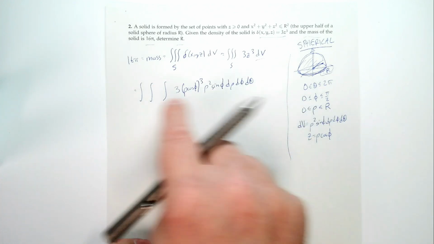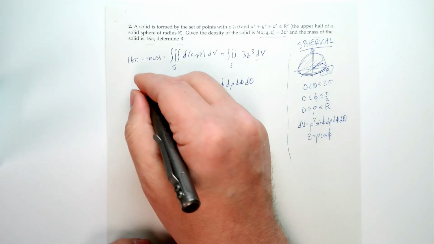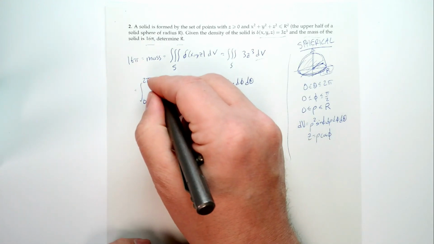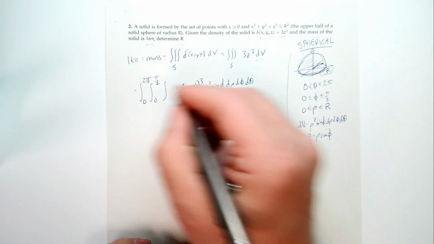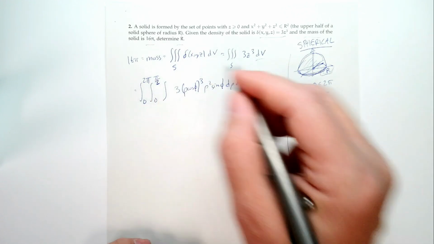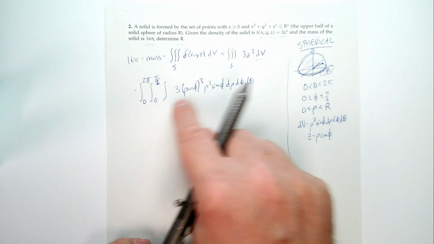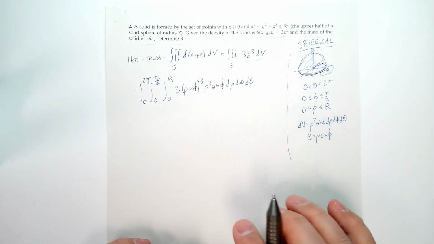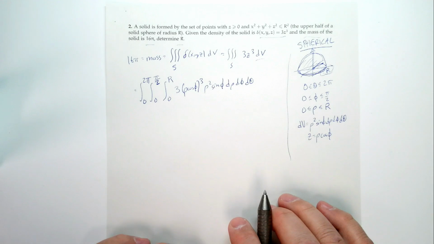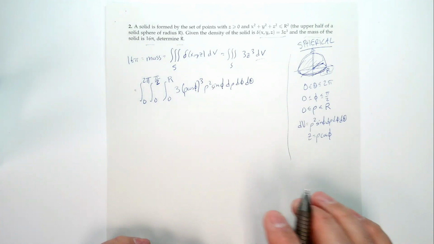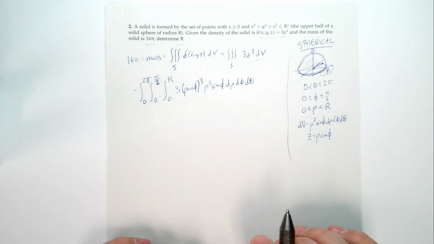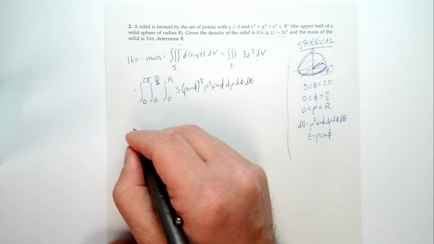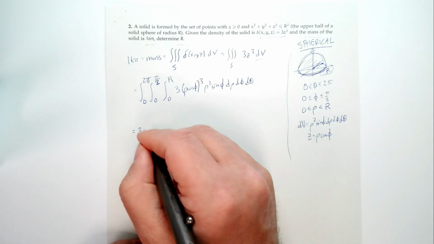So the outer one is our theta. That goes 0 to 2 pi. Our middle is our phi, 0 to pi over 2. And our inner is rho, 0 to capital R. We don't know what capital R is. So what do we do? Well, we do what we almost always do, which is we group things together. The 3, not so clear what that's going to be attached to, so we'll just put it all the way out front. So we have 3.